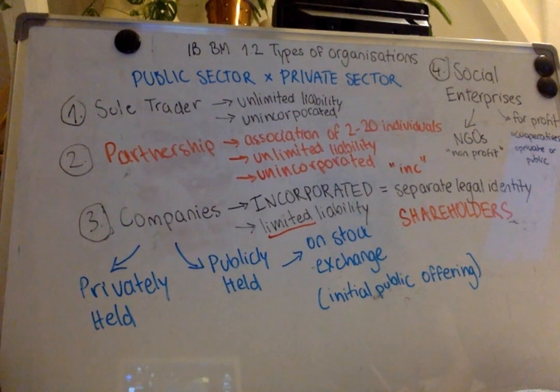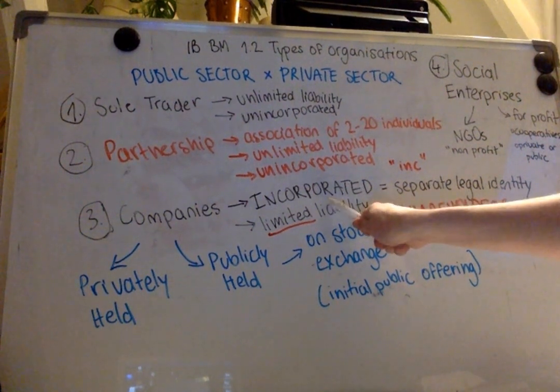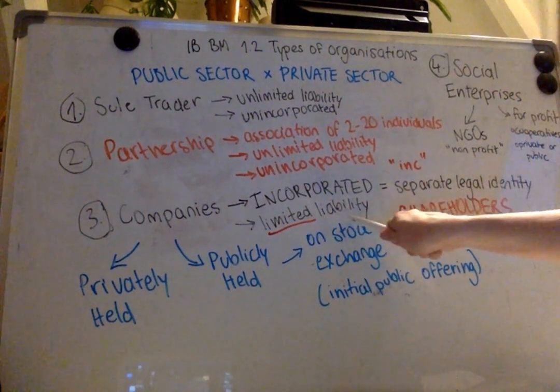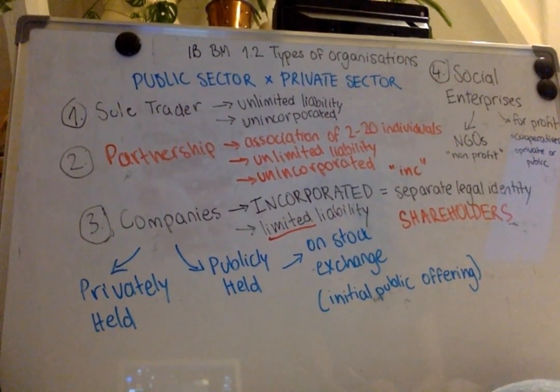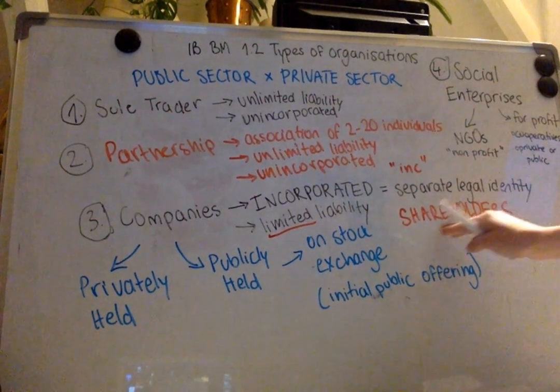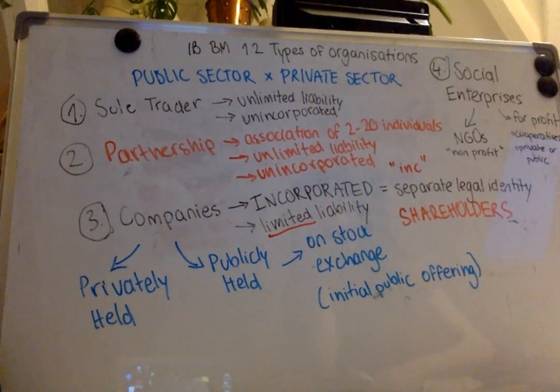And so these shareholders, however, because the business is incorporated and has a separate legal identity, they have limited liability. And what this means is that the only amount of money or possessions that they risk when being an owner of the business is the value of the shares that they have.